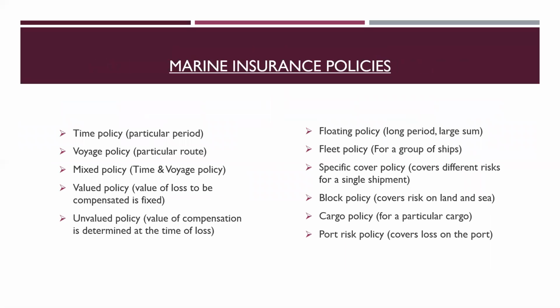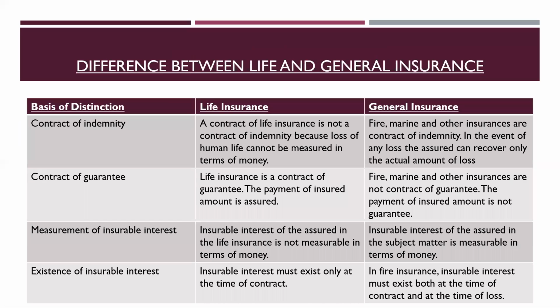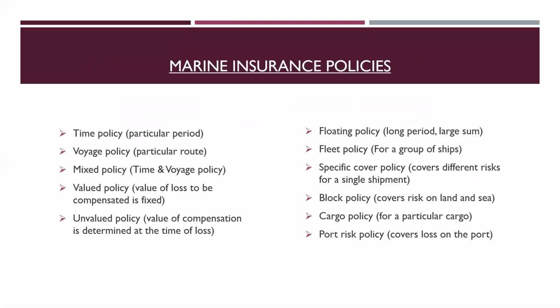The next one is marine insurance policy. So we have to look into the different types of marine insurance policy, fire insurance policies, and then the difference between life and general insurance. And then we'll be completing our portions. So let's look into marine insurance policies. It is quite easier than the life insurance policy. Sometimes they will ask you an essay regarding the different types of marine insurance policy or life insurance policy or fire insurance policy. That's why we have to learn a minimum of 10 or 11 types of policies so that you can write it down in case of an essay question.